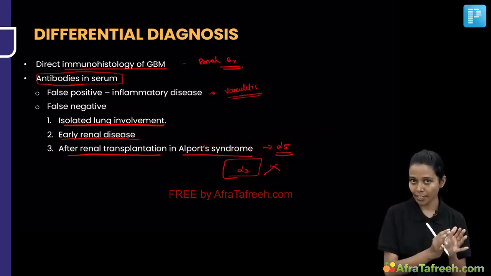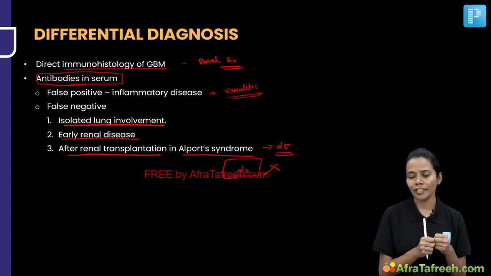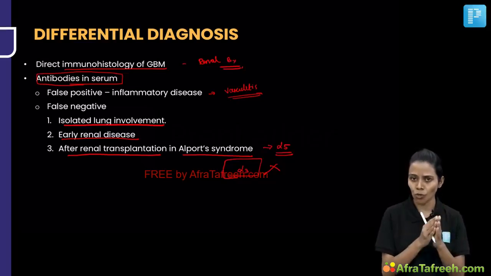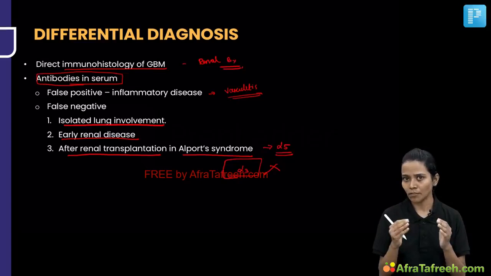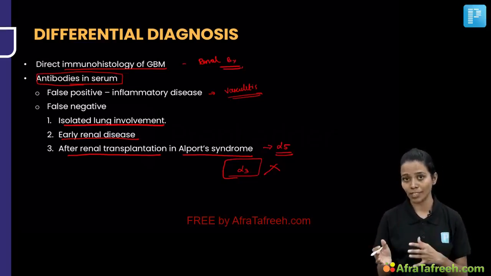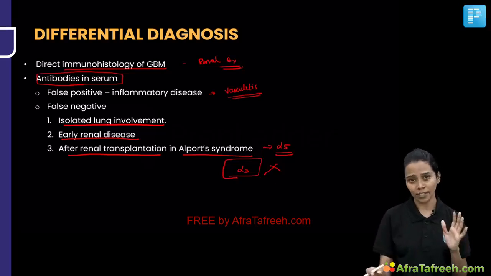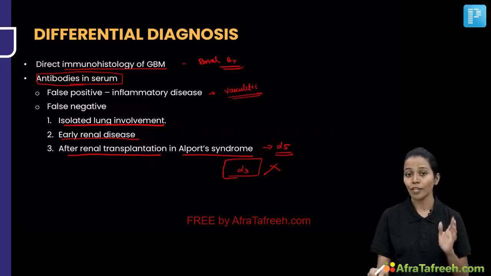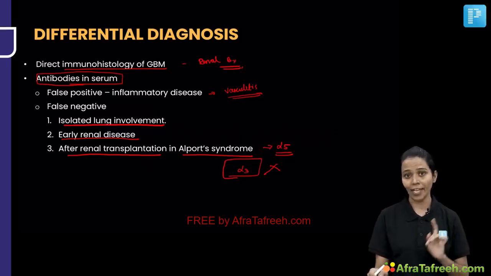That is when there is isolated lung involvement, or early renal disease, when the antibodies are so low, it will all go and deposit in the kidney, or third is after renal transplantation for Alport syndrome, where you have to search for alpha 5 and not alpha 3.